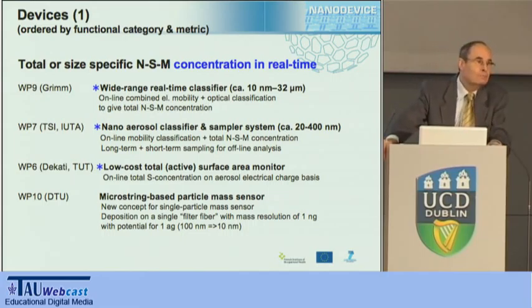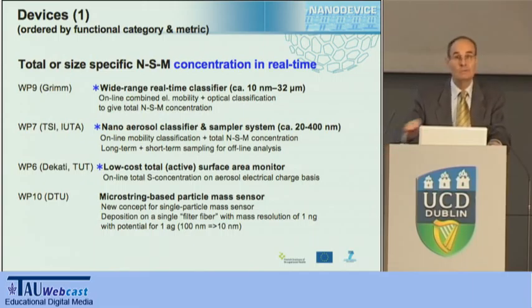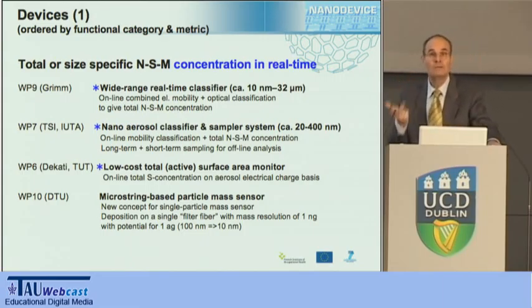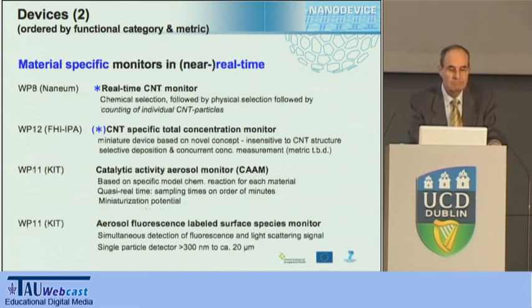This is a bit further out. For sure, that's not going to hit the market next week, but if it works, we would actually have something which we don't have at all at the moment, which is sensitive, nanoparticle-sensitive mass monitors, because at the moment we're mainly counting or measuring surface area. So if we could even get mass of a particle, that would be fantastic.